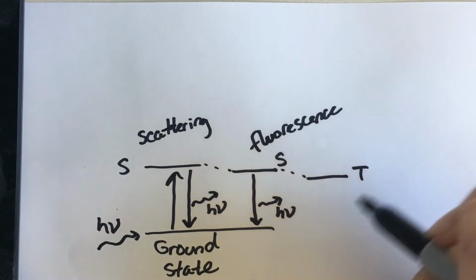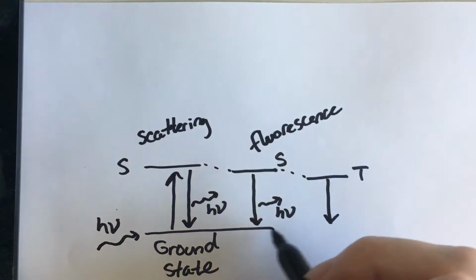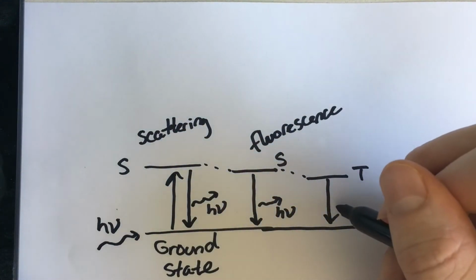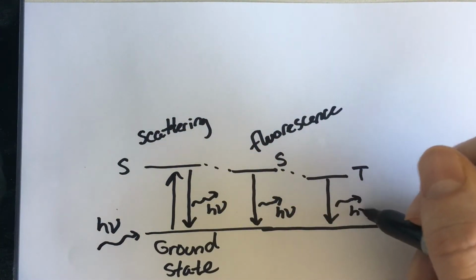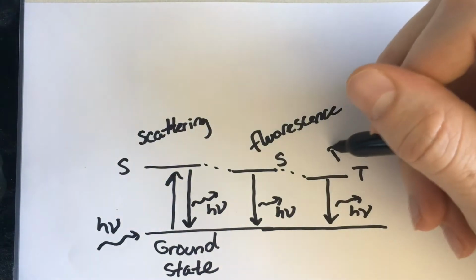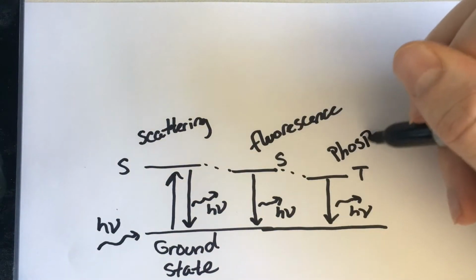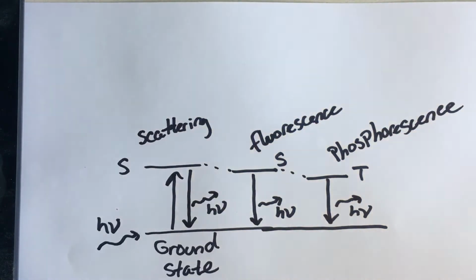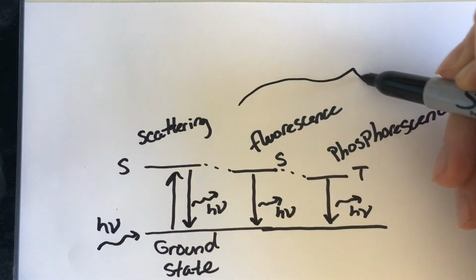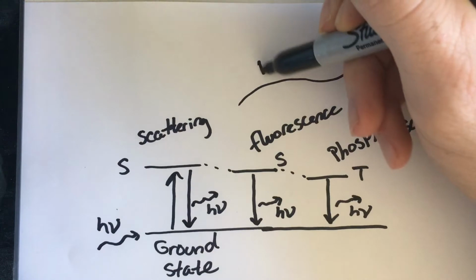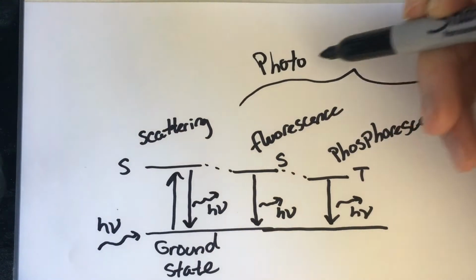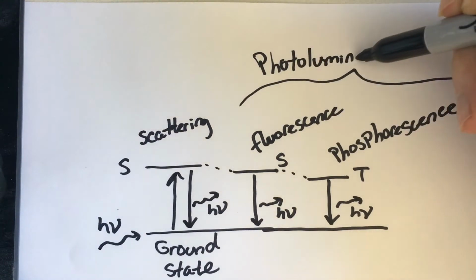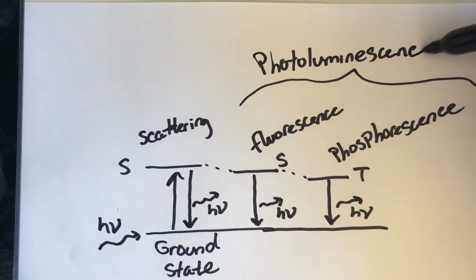excitation photon. And then another option is that it can instead fall into a triplet state after undergoing intersystem crossing, and in that case it can fall down to the ground state as well, creating the phenomenon of phosphorescence. And so both fluorescence and phosphorescence are encompassed in the word photoluminescence, which is the quantity that we're going to be studying.